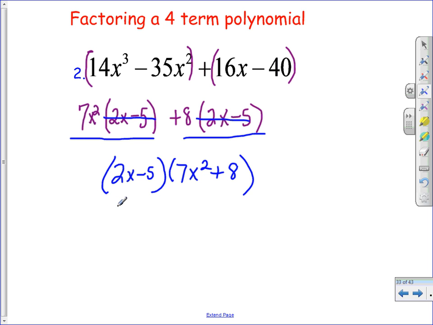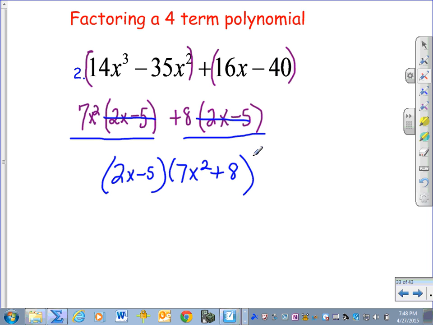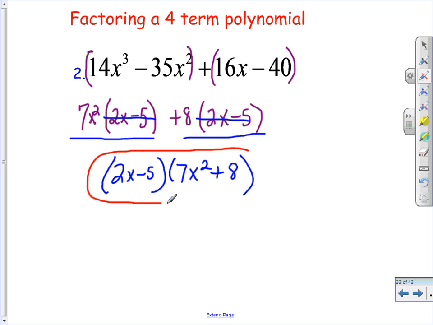So now I'm going to look at my factors. 2x minus 5, I can't factor anything else out of that. 7x squared plus 8, I can't factor anything out of that. So these are my factors.